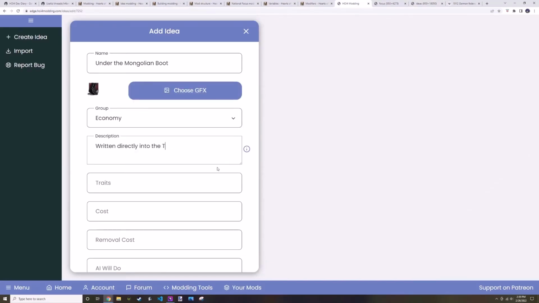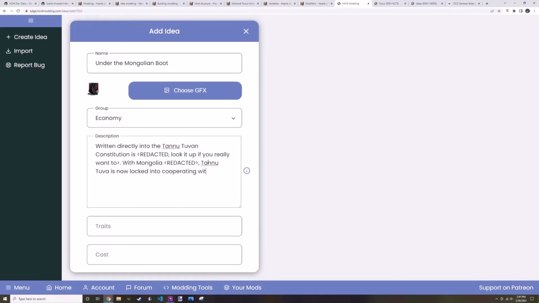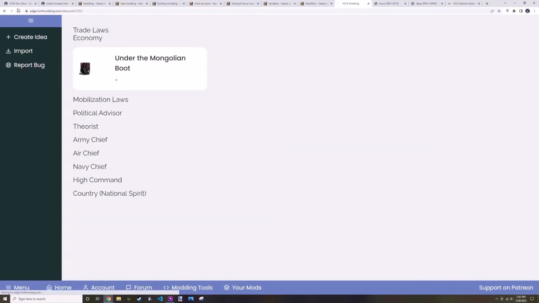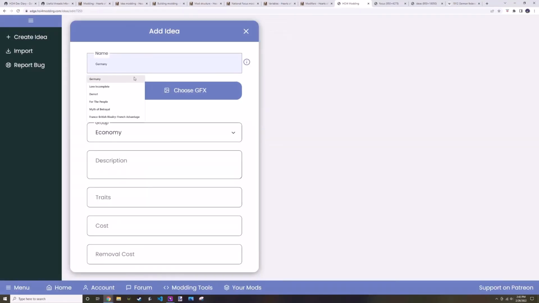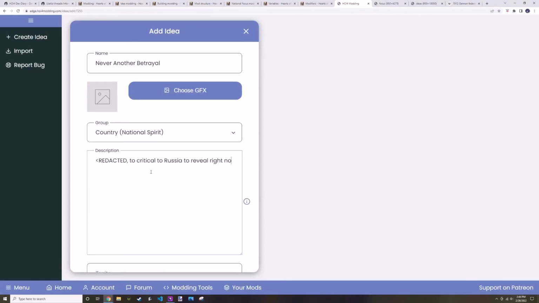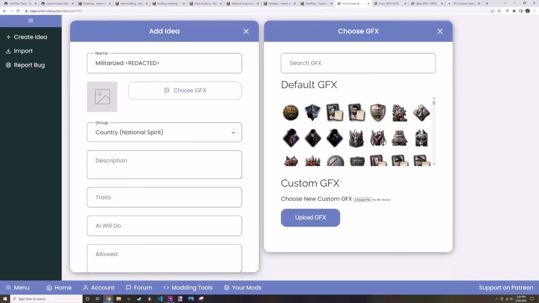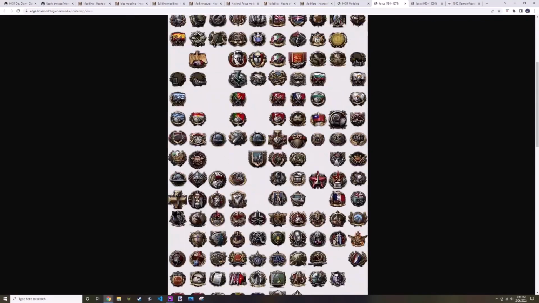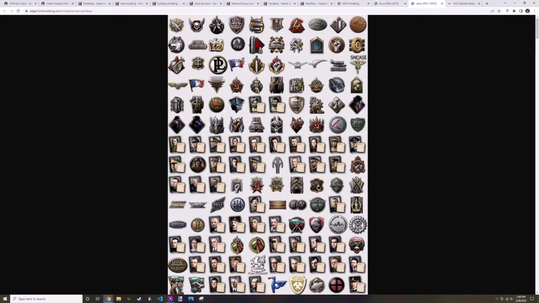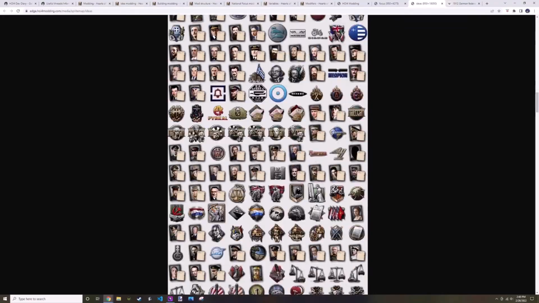So here's Tannu Tuva, which is one of the more minor nations where I already have ideas. Tannu Tuva starts as a subject for Mongolia, for reasons that can be looked up. There's supposed to be another idea, but for some reason I'm not able to do that effectively, probably because of some kind of lag. Anyway, Ukraine also has two ideas: militarized redacted, as well as never another betrayal. Both are very strongly linked with Russia lore, so I'm not telling more.